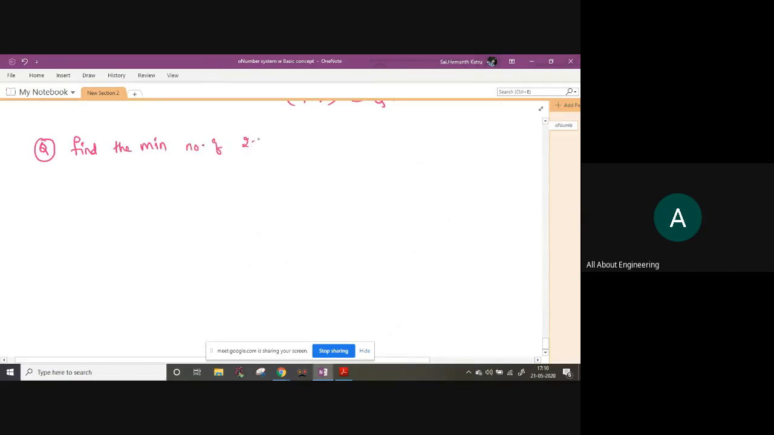Next question: find the minimum number of 2 input NOR gates required to implement the following function, that is nothing but A plus BC. What is the minimum number of 2 input NOR gates required to implement this function? So this was the question given. Try to comment your answer as soon as possible.